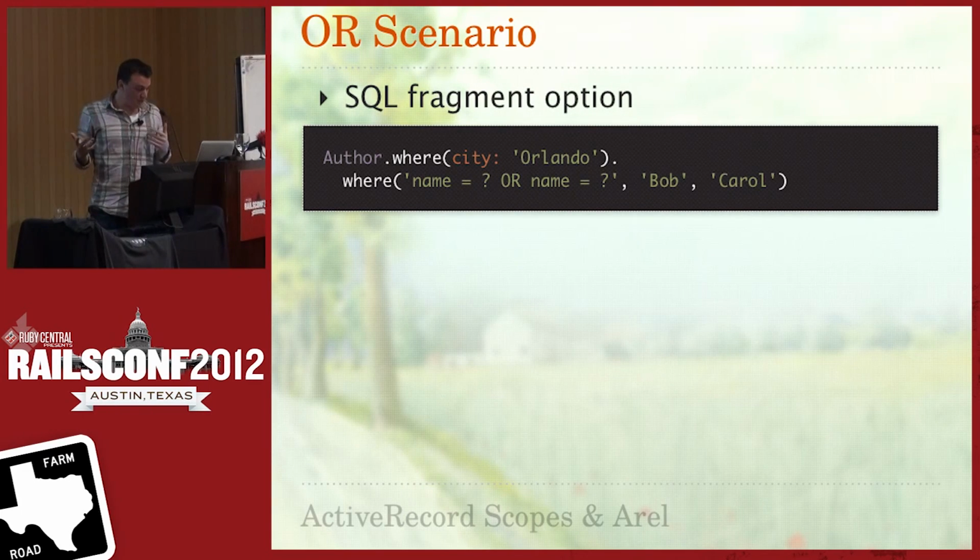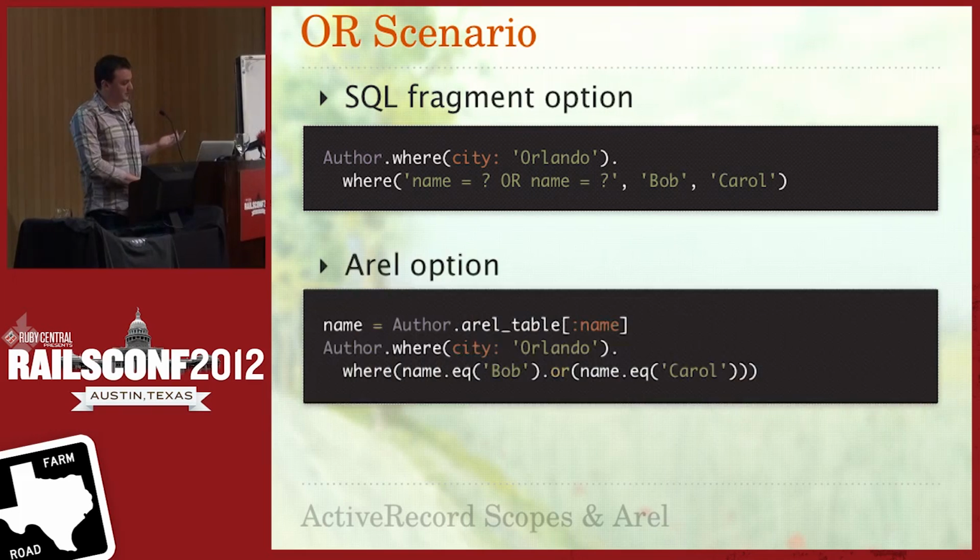Well, here's one example using a SQL fragment. We say where the city is Orlando, but then the next bit's the important part. We say where name is question mark or name is question mark, and these question marks are going to get replaced by the values that follow. So it's going to be where name is Bob or name is Carol. That works. It'll give us what we want. We'll get back Bobs and Carols.